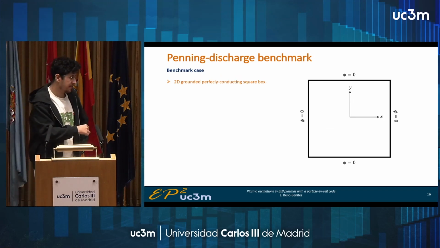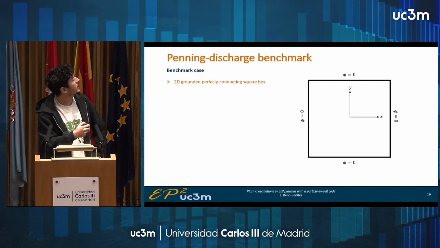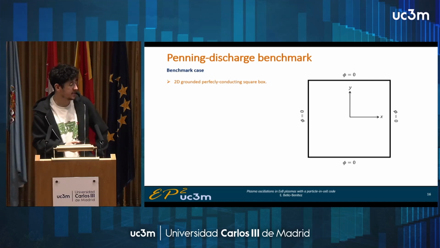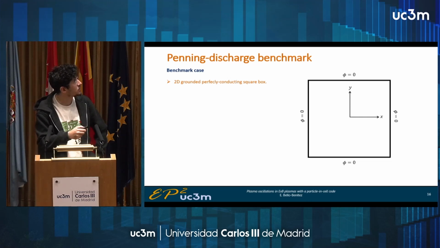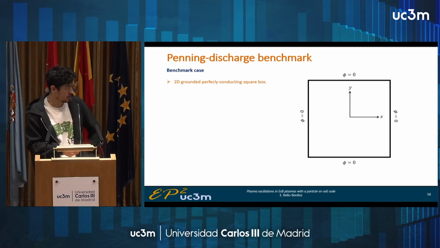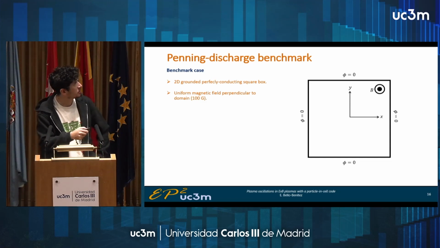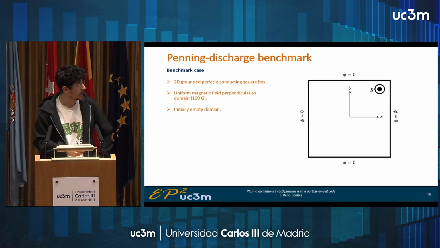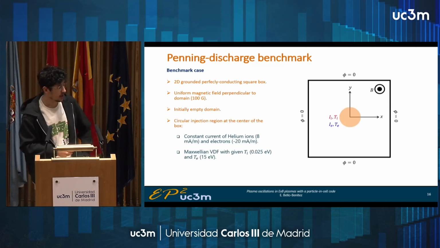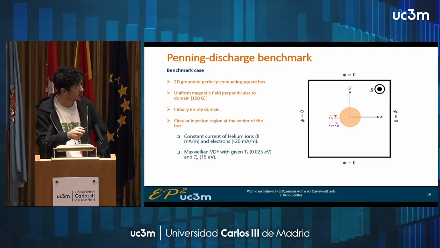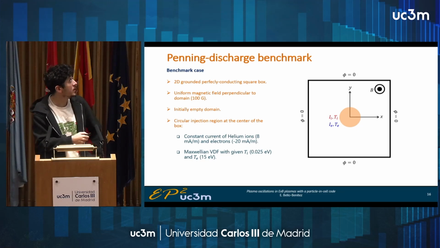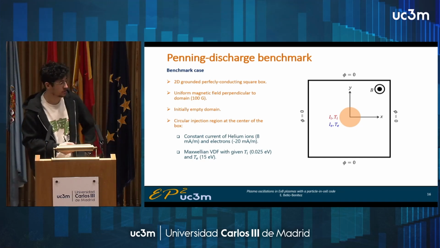Okay, and finally, I have the benchmark I was talking about, okay? It is a Penning discharge type simulation, in which we have a grounded box, perfectly conducting and squared, okay? At zero potential, the walls are at zero potential. We have a uniform magnetic field that is perpendicular to the domain, and the domain is initially empty. We have an injection region here in the middle with a circular shape in which we inject a certain amount of helium ions and electrons with a certain temperature following a Maxwellian distribution function, okay?